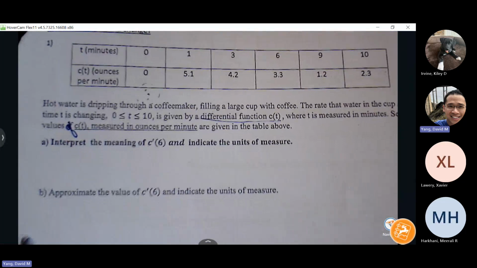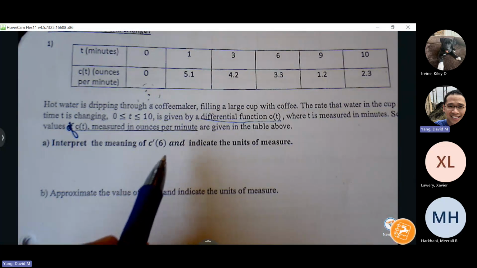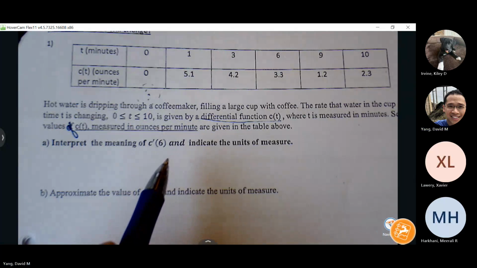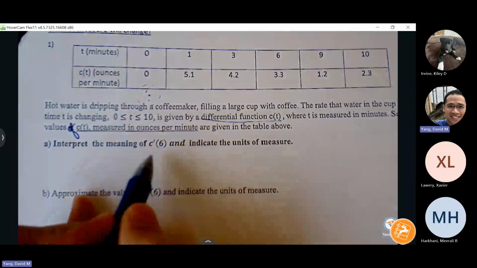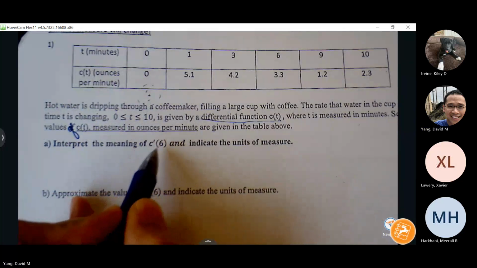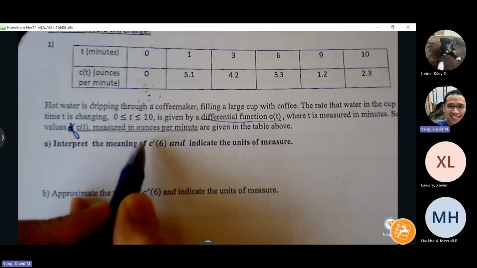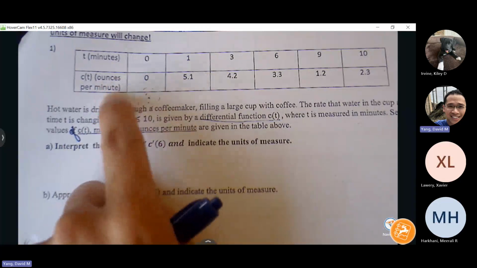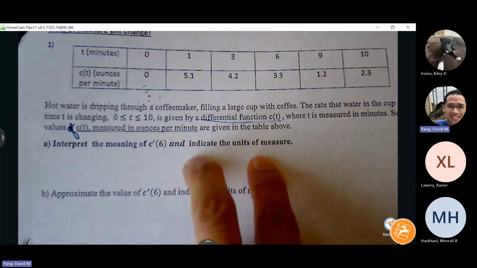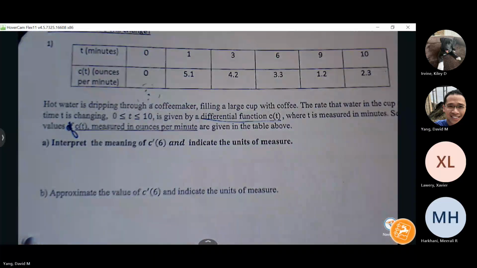So part A says, interpret the meaning of C prime of 6 and indicate the units of measure. So C of t is ounces per minute. So C prime must be what? Ounces per minute per minute. Okay, so what does that mean? We know that C of t is ounces per minute. This is the rate at which water added to the cup is changing.